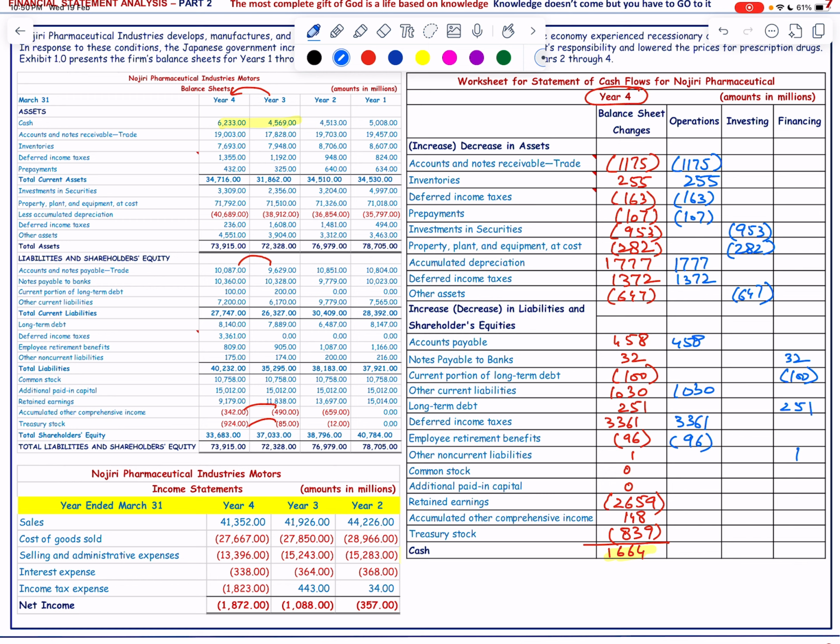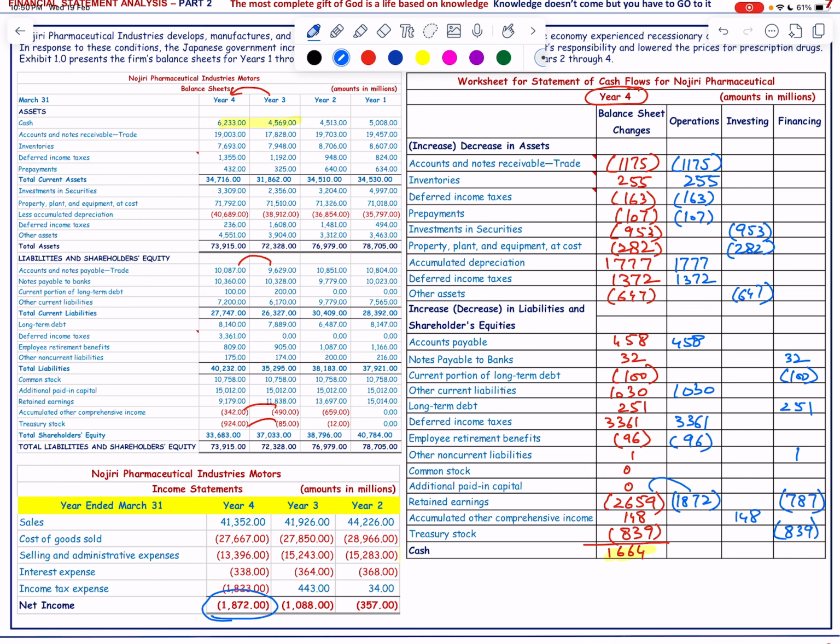Then we have the retained earning. We go through the same step. You can see that the net income is negative 1872. This is for the operation 1872, and the remaining balance is the financing activity, that is 787. Then we have the accumulated other comprehensive income. This is an investing activity 148. And then finally the treasury stock, the financing activity 839. And obviously this will be in bracket.